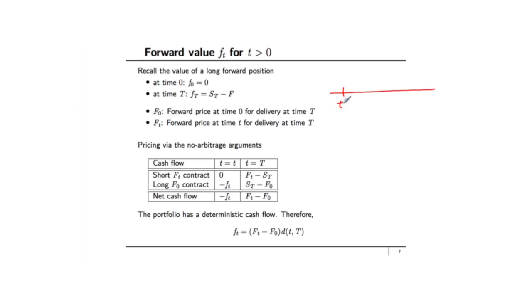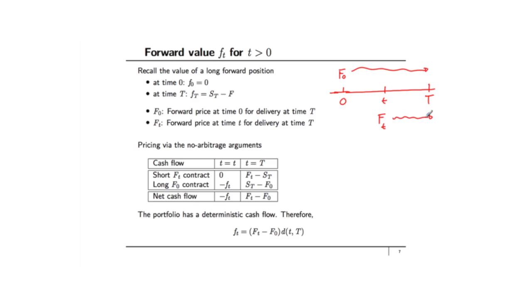Here's my time t. Here's time 0, here's time little t, here's time capital T. So F0 is a forward strike price that is negotiated here for delivery at time capital T. Ft is the forward price negotiated at time little t, also for delivery or expiration at capital T.